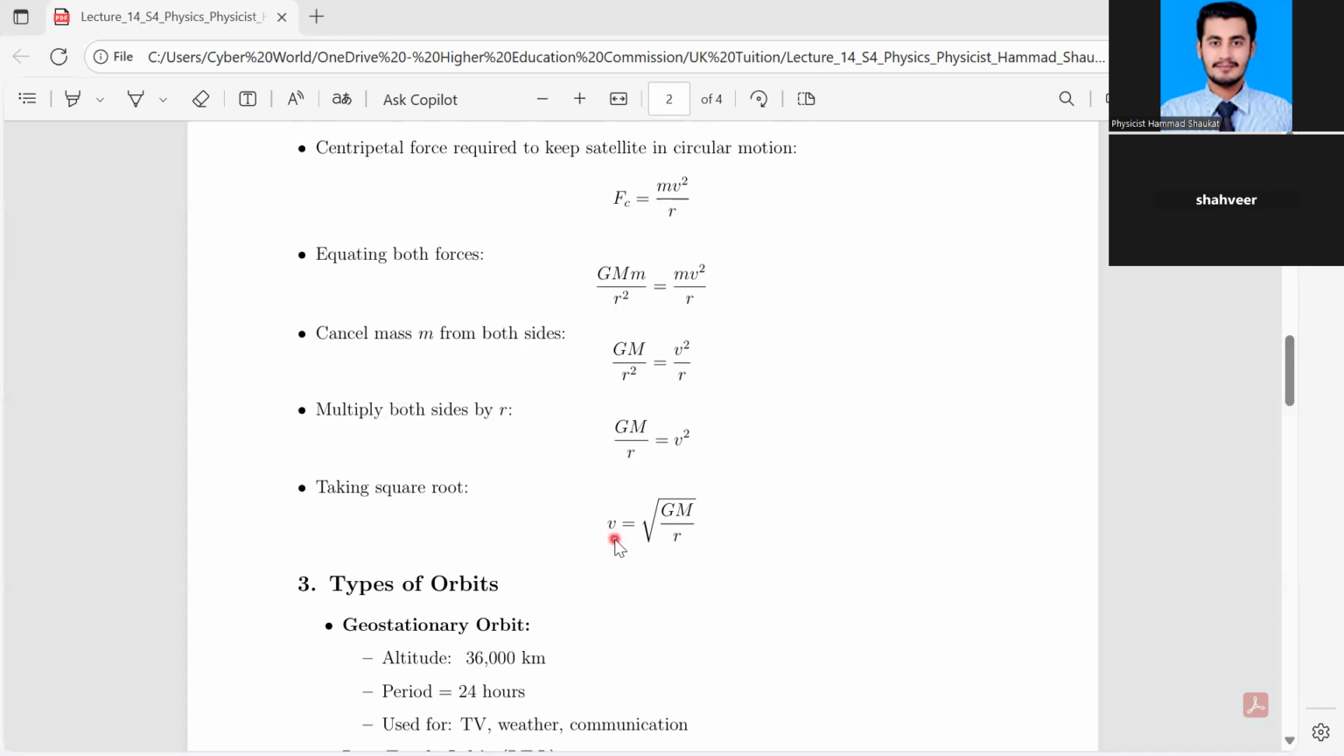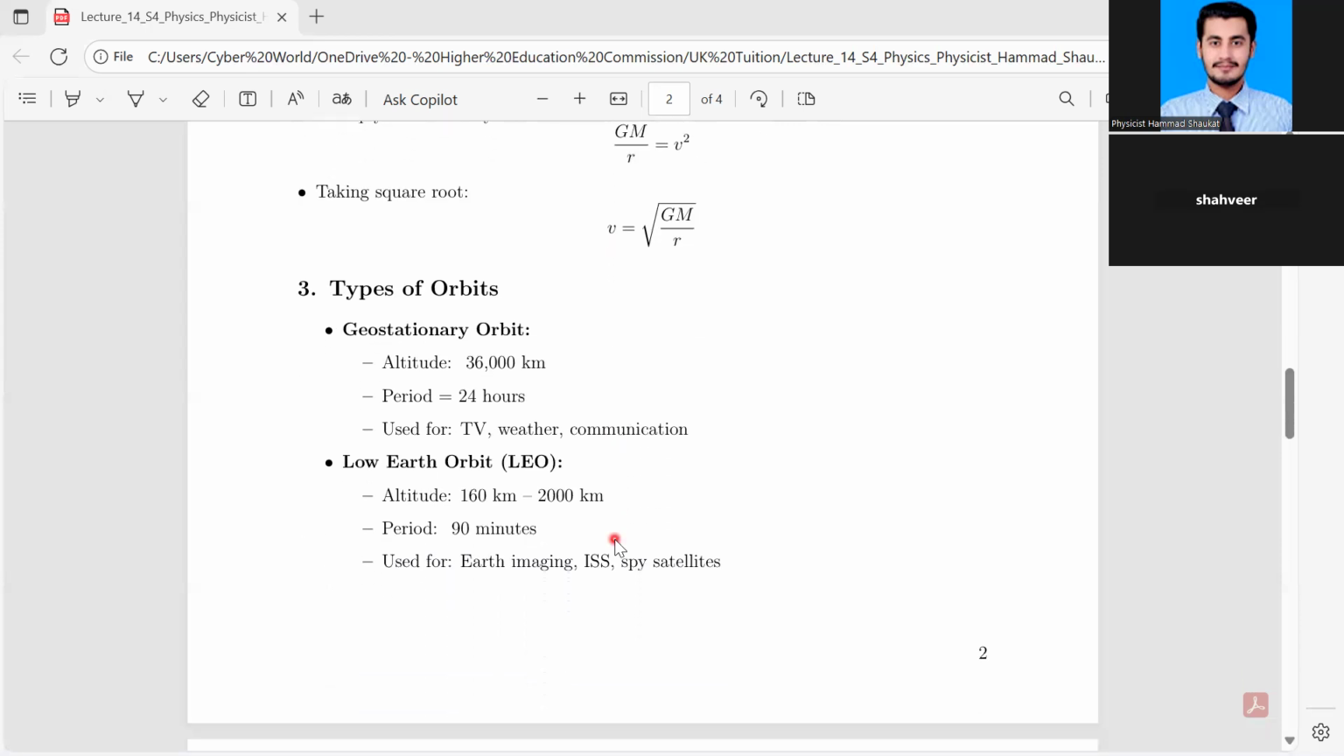Satellite speed or planet speed? Satellite speed. Yes, this is the satellite speed. From this equation, you can easily calculate the speed of a satellite that is revolving around a massive body, some other massive body, right? Now move on towards types of orbits.